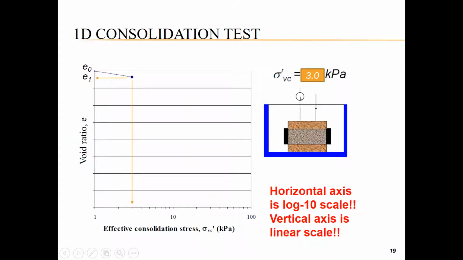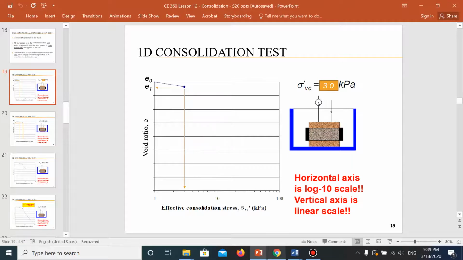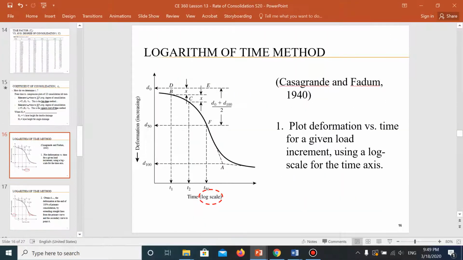So this is our consolidation test. Let's say you add load. This is your initial void ratio. You add 3 kPa and you squeeze, or compress, the soil, and your void ratio will decrease. It became e1. So this is 3 kPa. But it does not happen instantaneously right after you add load. It takes time. So if you add the 3 kPa and plot the settlement deformation versus time, you will have a curve like this.